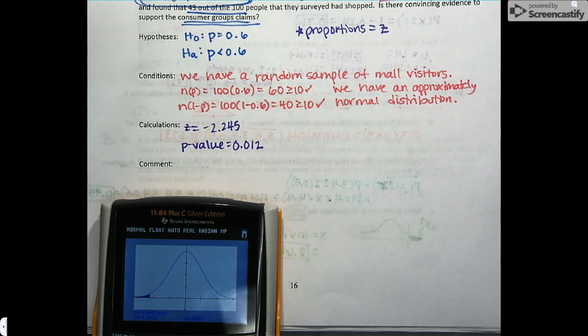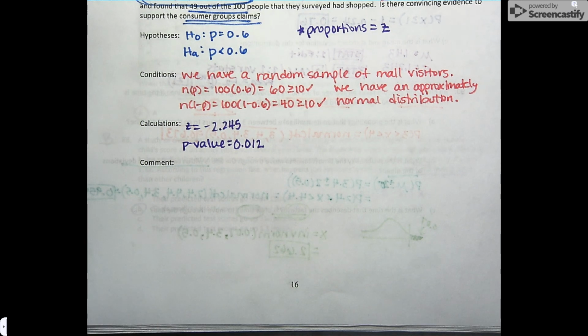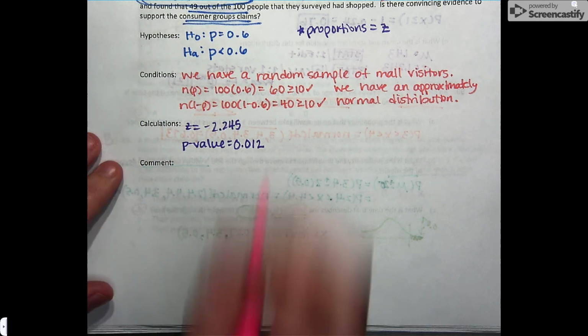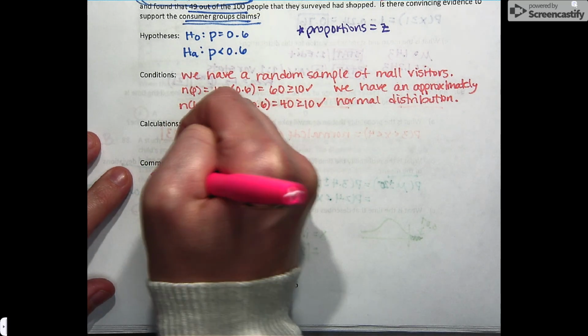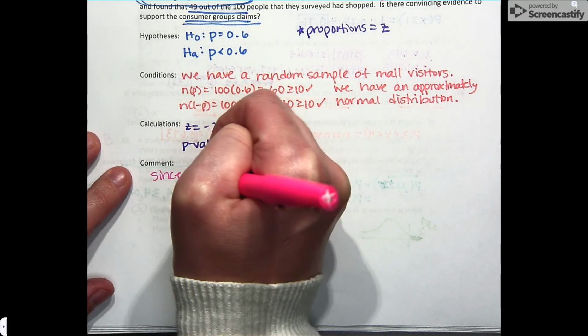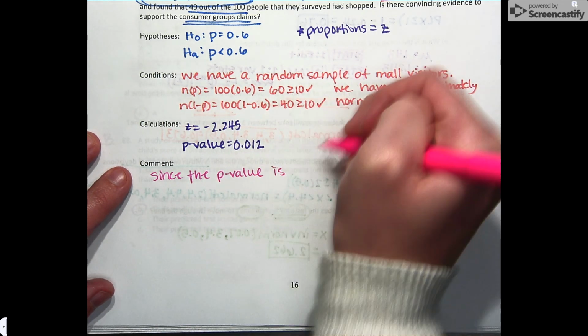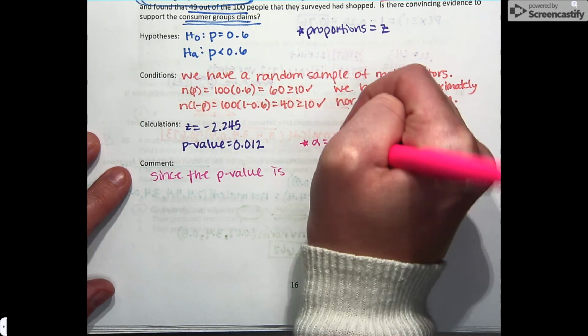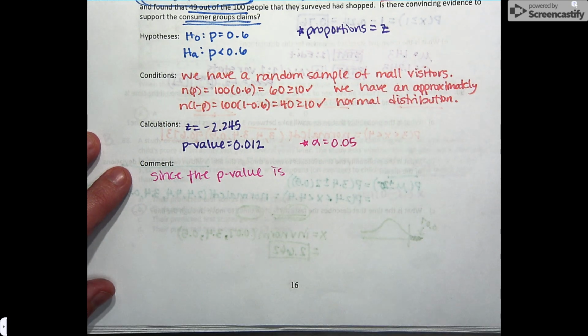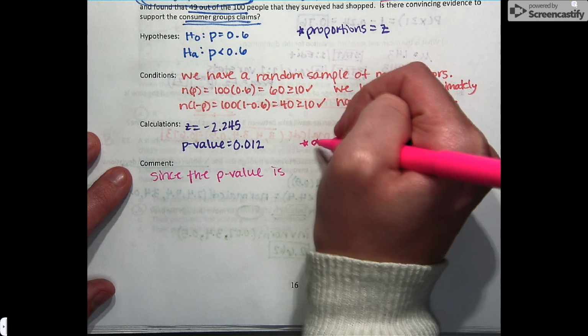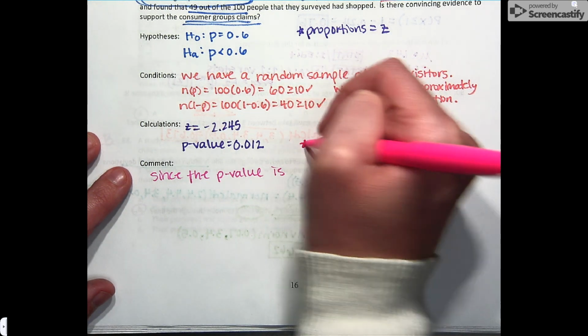And now I can make my comment. My comment is always going to be 2 sentences. We're first going to compare that p-value to alpha. Remember that alpha in our case is always equal to 0.05. We will always do these tests at the 5% significance level. It's not the only way to do it, but that's the only way that we do it in our class.